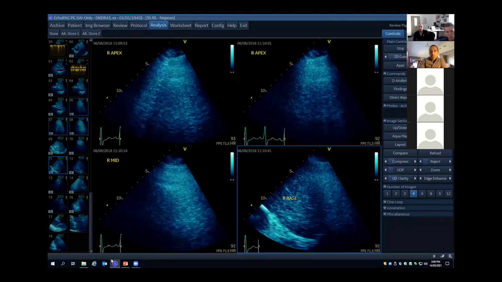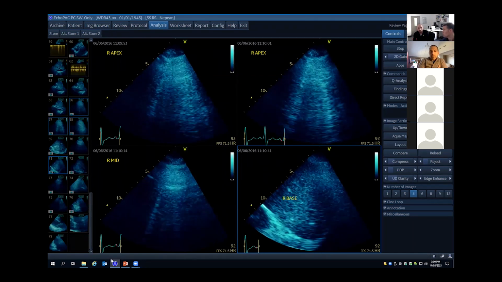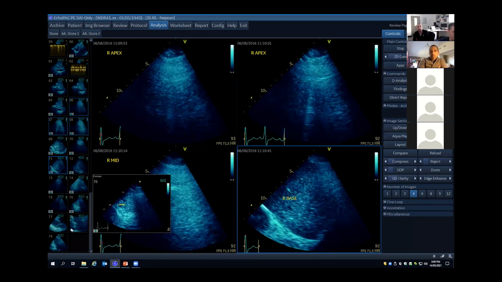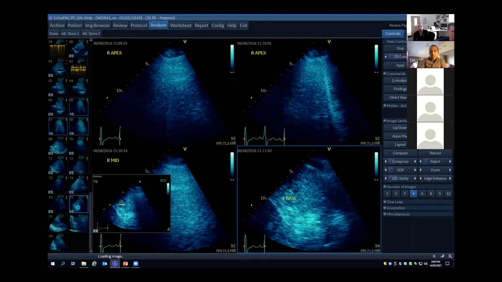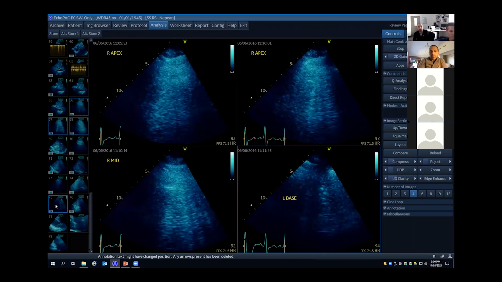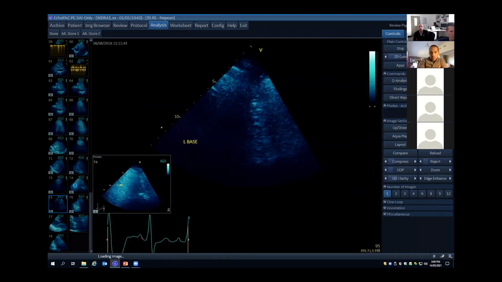Well, an interstitial syndrome means that there's fluid in the interstitium. In the context of that echo, I would look to see if it's symmetrical in both lungs. But if it was, in the context of that echo, that would be consistent with pulmonary edema. Very nice. So there's the left base.